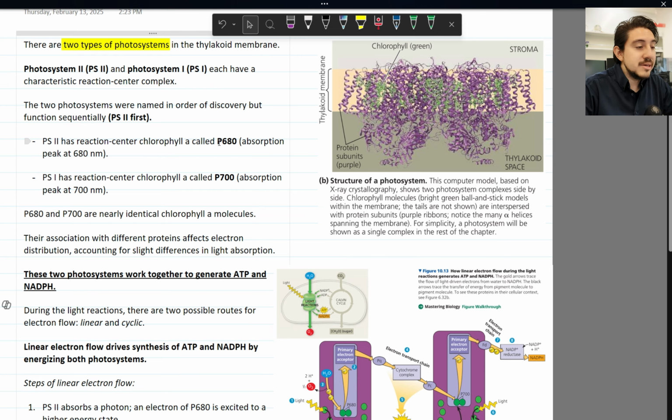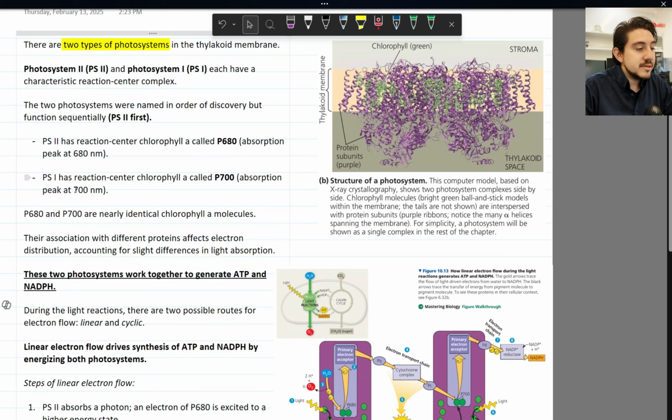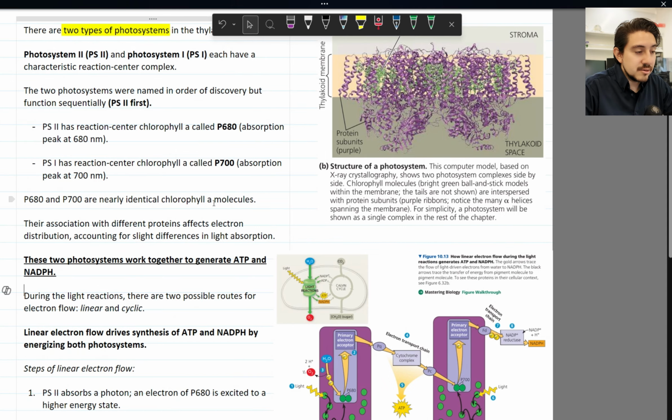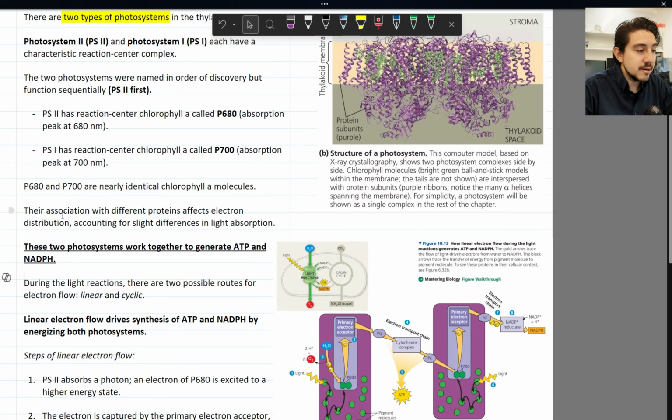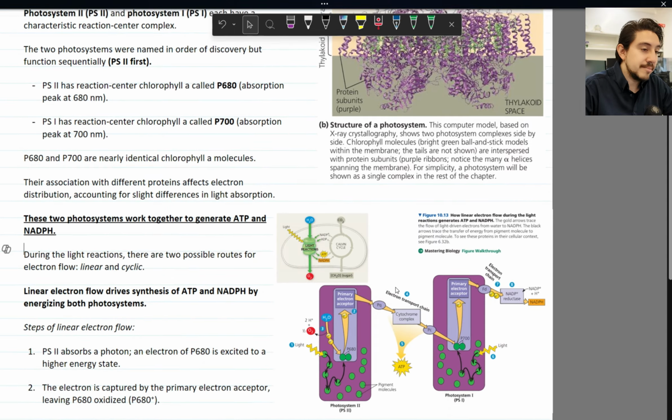It is designated as P680, because its peak absorption is at 680 nanometers of wavelength of visible light. Okay, and PS1 has a reaction center with a chlorophyll P700 that will maximize at 700 nanometers of wavelength. So there are nearly identical chlorophyll A molecules that enable the absorption of these particular wavelengths of light, and they're pretty much side by side, with the exception of the electron transport chain in between them.